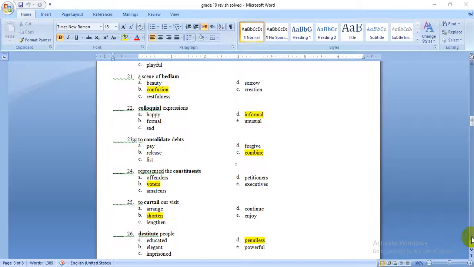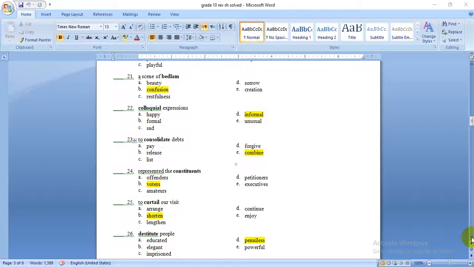23, to consolidate debts. Consolidate meaning pay, release, list, forgive, combine. And the right answer is combine. So it is E. 24, represented the constituents. And constituents, we have offenders, voters, amateurs, petitioners, executives, and the right answer is voters. So B.